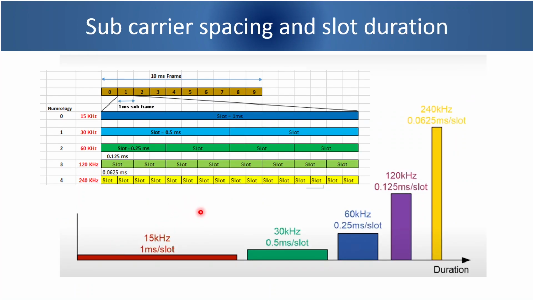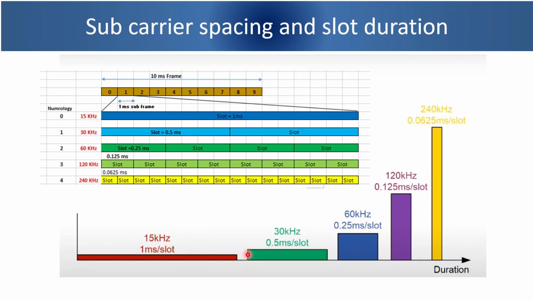Now let us visualize in this picture how subcarrier spacing is doubling and slot size is becoming half. So on x-axis we are showing the time duration, on y-axis we are showing the subcarrier spacing. So if you look at this, 15 kilohertz, your subcarrier spacing is smallest and your duration is 1 millisecond per slot, which is highest in the schema. If you look at 30 kilohertz, your subcarrier size has doubled from 15 kilohertz to 30 kilohertz.